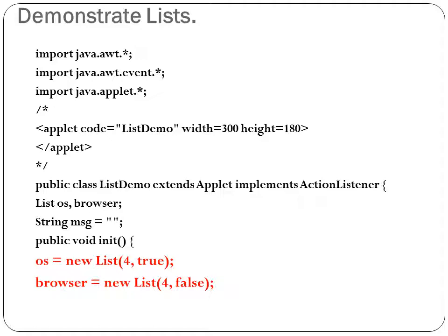Here also we are creating two lists. One is for OS, the other is for browser. It is created as follows. OS is equal to new List(4, true). 4 means the number of rows, that means the number of values that will be visible when this list is created. True means it allows multiple selection. For browser, that multiple select value is false. That means it permits selecting only one item at a time.